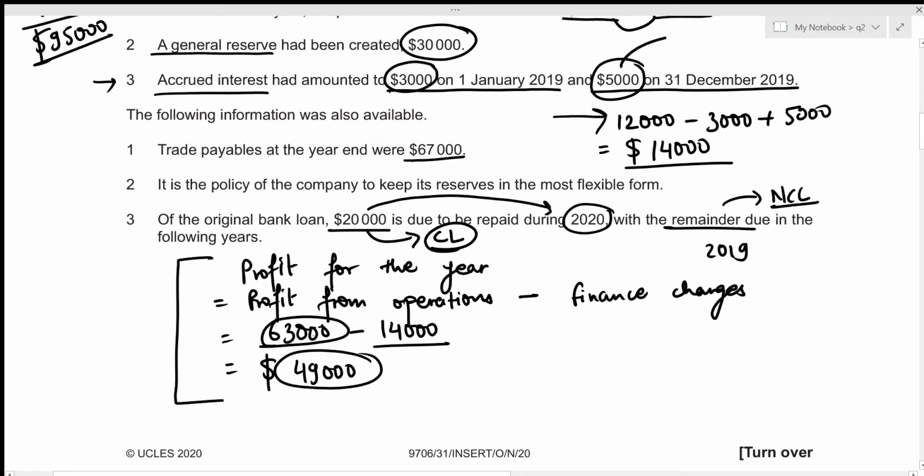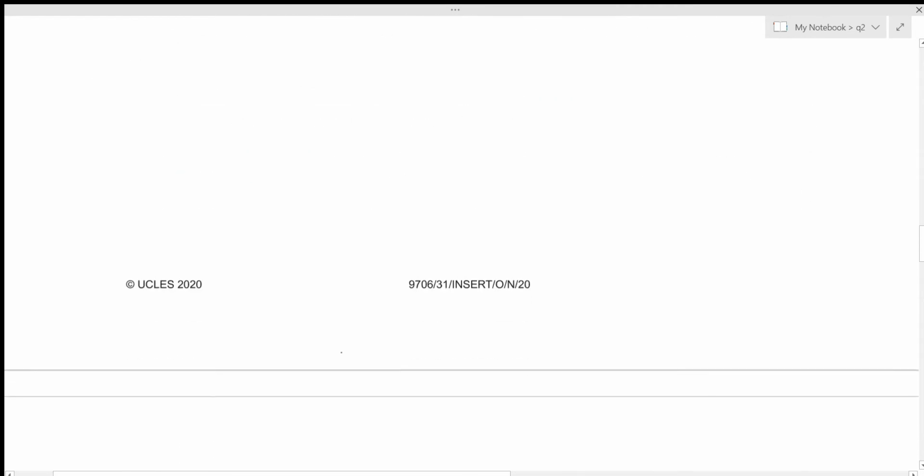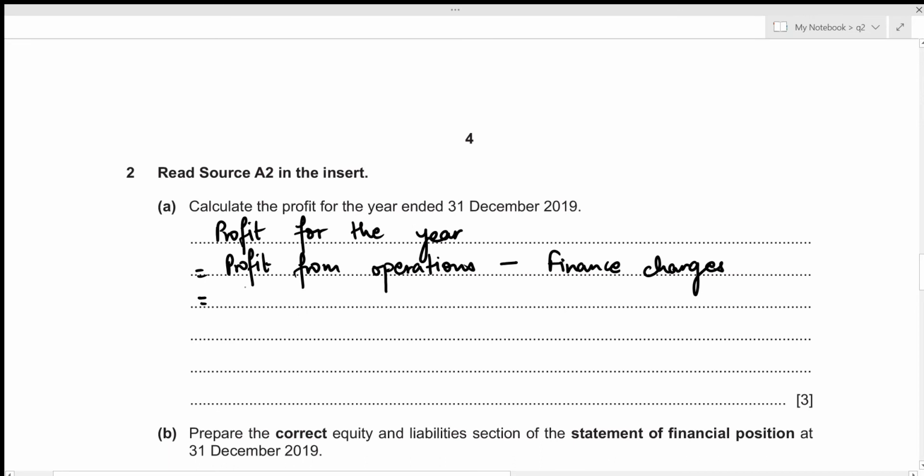So let's substitute this value of 63,000 and 14,000 for profit from operations and finance charges respectively. That is 63,000 and 14,000. So this gives our profit for the year to be 63,000 minus 14,000, which results in the value of 49,000. This concludes the first part of this question. Now we can move towards the second one.